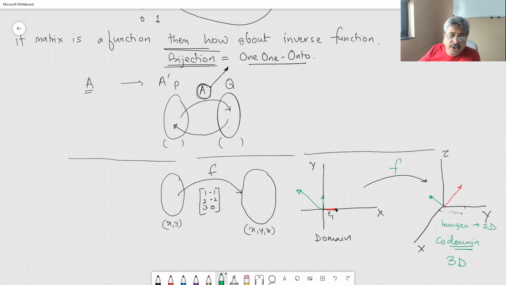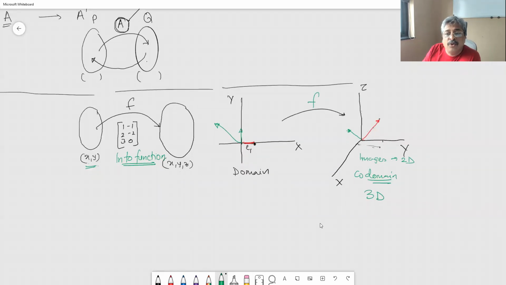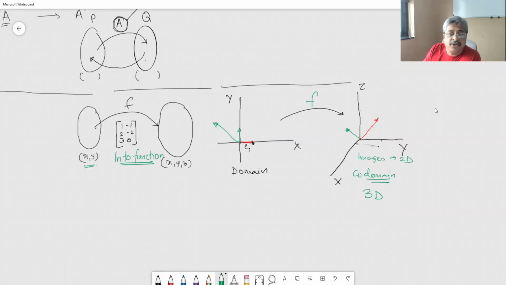Do you understand? So if this is the case, the dimension of the domain is smaller than the dimension of the codomain, you must have an into function. Understood? Okay. Second case.